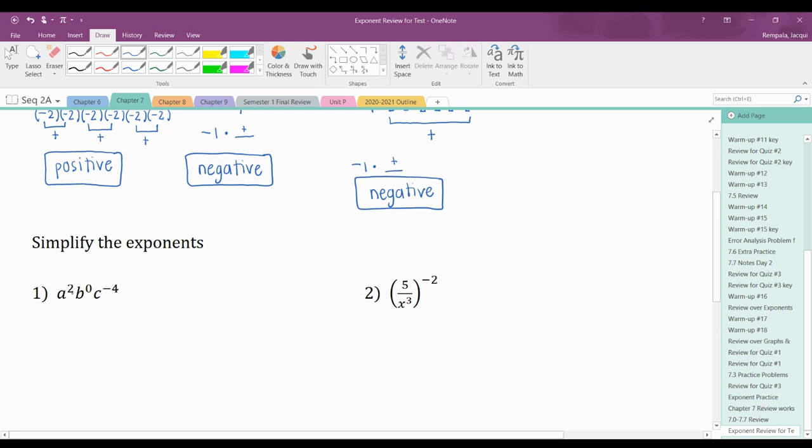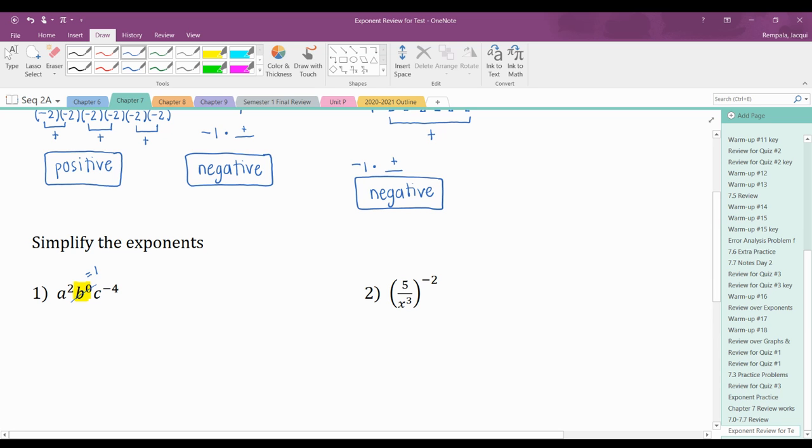A is being squared. Because that exponent is positive, there's nothing that I can do to that a squared term. The second term that I have is a base of b, but it's raised to the power of 0. Remember, anything to the power of 0 is going to turn into the number 1. And so technically, if this is a squared times 1, well, when you multiply by 1, you don't really have to write the 1. You write whatever the number is that you're multiplying by. So that means that because it equals 1, I don't even have to write the letter b anymore.